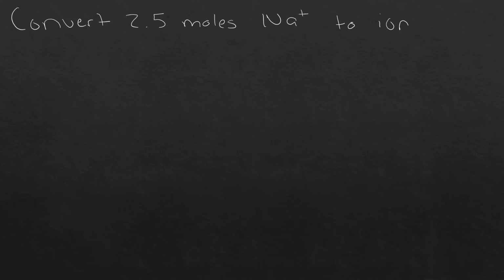So let's go through what a typical problem might look like if you're going to do some conversions between the amount of something and 1 mole of it. A problem might say convert 2.5 moles of Na+ to ions of Na+. And yes, you would need the es if you're going to do the plural of mole, so 2.5 moles Na+. Remember, Na+ is an ion.